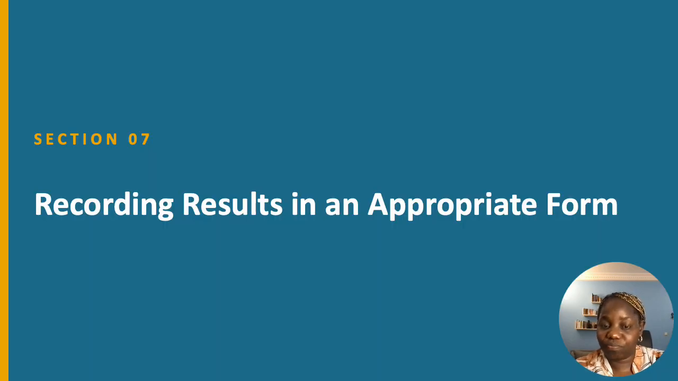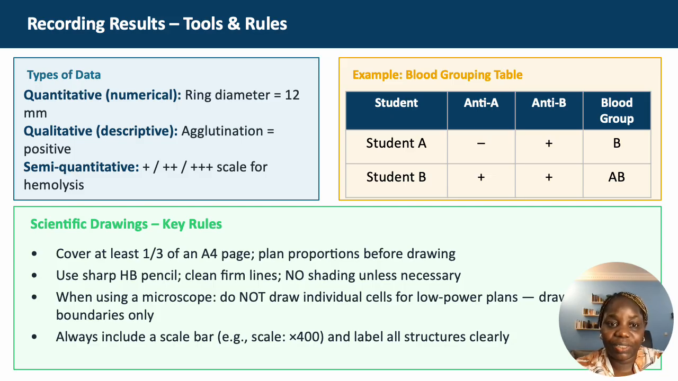So the next section is recording results in an appropriate form. Good science is reproducible science, and that is only possible if results are recorded properly. So this is how we record results, the tools and rules. For the type of data, you can have quantitative, which is numerical. Qualitative means it's just descriptive, like positive or negative, while quantitative has precise numbers. Semi-quantitative is where you have, for example, a grade or scale, for hemolysis.